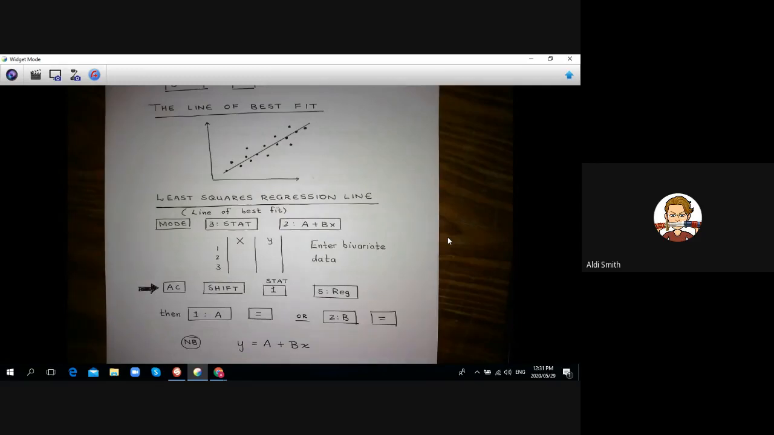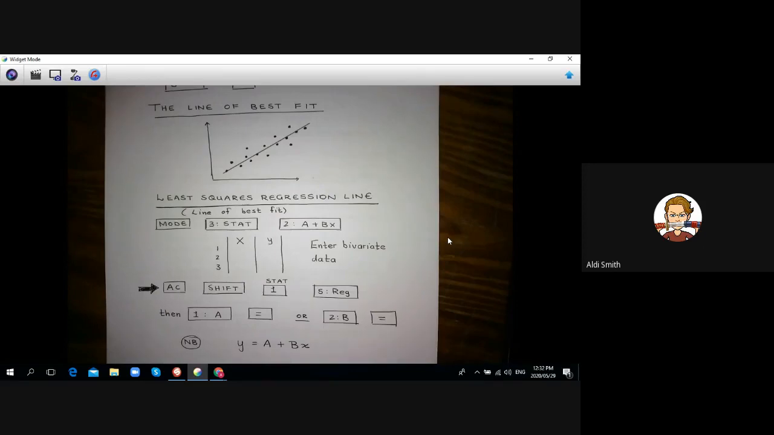I can't actually give you a rule for a line of best fit, because a line of best fit is pretty much a sort of guessing game. That's what a line of best fit is. Whereas the least squares regression line is much more accurate. It's mathematical. It actually has a mathematical formula. We're not going to look at the formula because we're going to let the calculator do the job for us again.